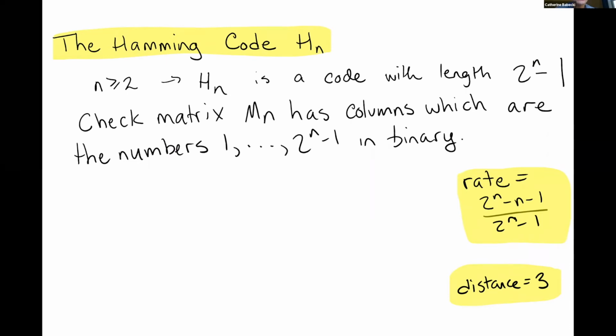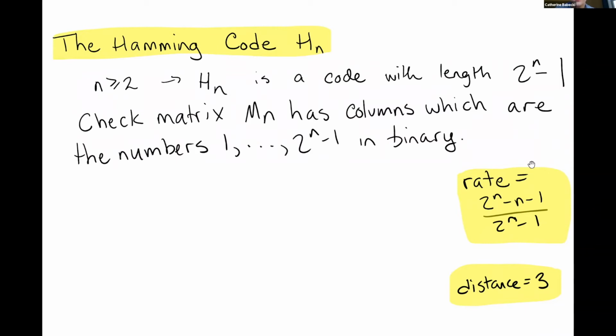So for every integer n greater than or equal to 2, we can define a Hamming code, which I'm going to denote H_n. I don't know if that's terribly standard, but that's what I'm going to call it. The Hamming code H_n has length 2^n - 1, and its check matrix, which I'm calling M_n, has as columns the numbers 1 through 2^n - 1 written out in binary.